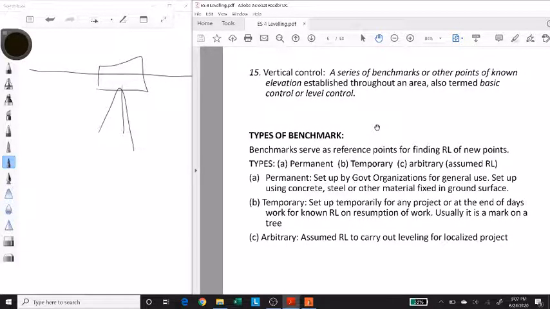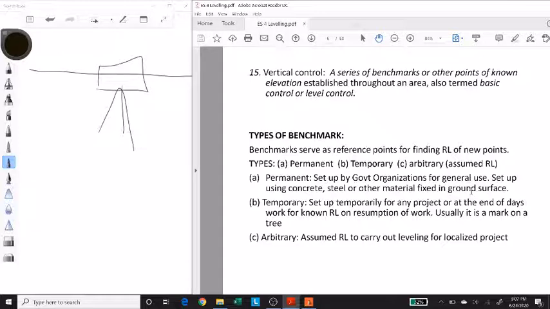Now we can have different types of benchmarks. We can have a permanent benchmark, temporary, or arbitrary. A permanent benchmark is the one that is set up by government organizations for general use, and usually they locate it using permanent concrete pillars or steel or other material fixed in the ground. So that is done by the government organizations, Survey of Pakistan in our case.